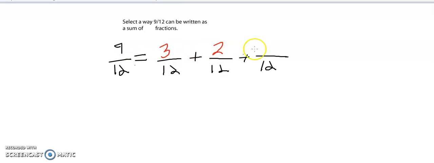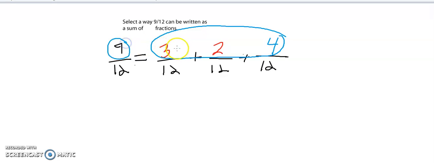And I need to get to 9. What would be my missing number to get to 9? 3 plus 2 gives me 5. Let's count up: 6, 7, 8, 9. The answer is 4. So as long as my numerators add up to the same number, then I can use them. Here's another way I can write it. I'll take 9/12 again, and this time we're going to use 4 fractions.